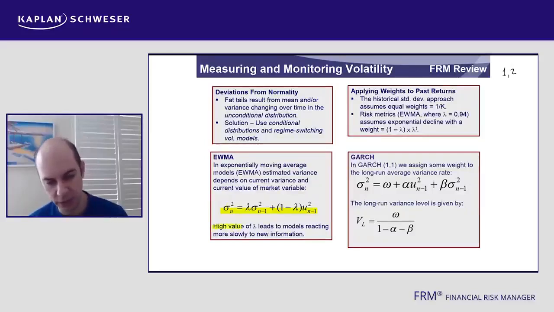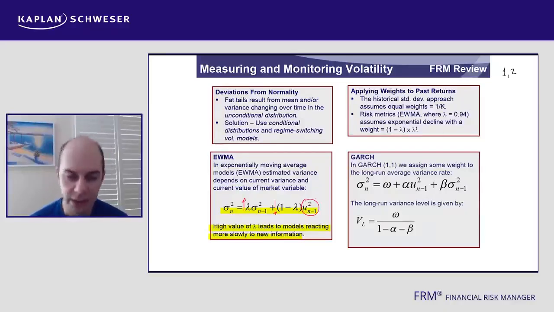Notice here there's a nice qualitative point as well. Higher values of lambda lead to models that react more slowly to new information. Well, let's try to explain this. If I increase the weight lambda, that means automatically I'm reducing the weight 1 minus lambda. And of course, the new information is what's happening right now, so the return squared today. So a higher lambda would essentially assign a lower weight to what's happening today, or today's return squared. And that's why the model will react more slowly to new information.